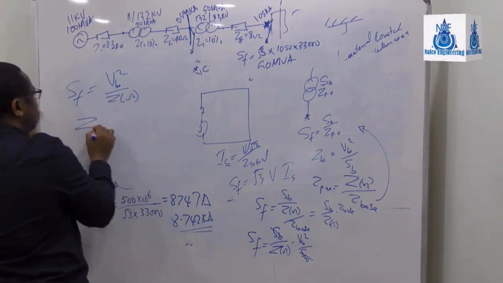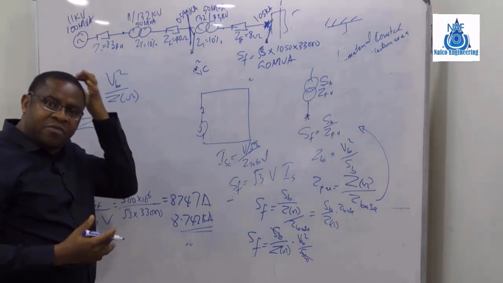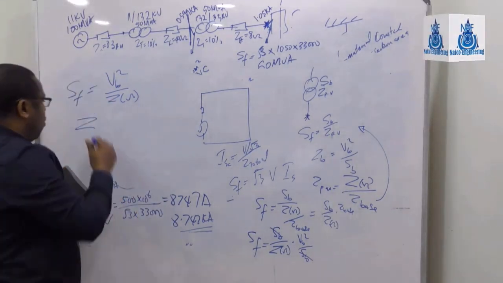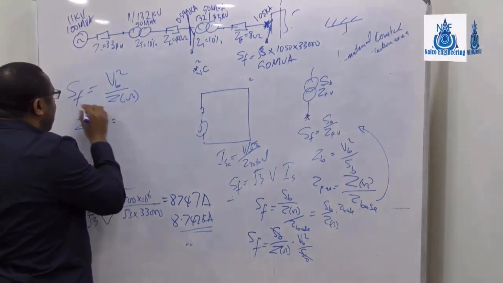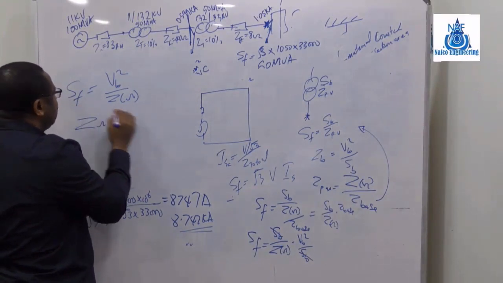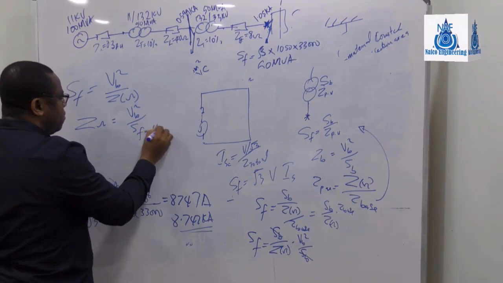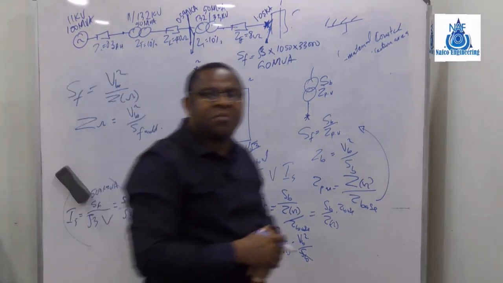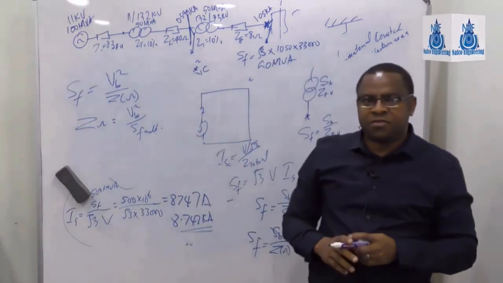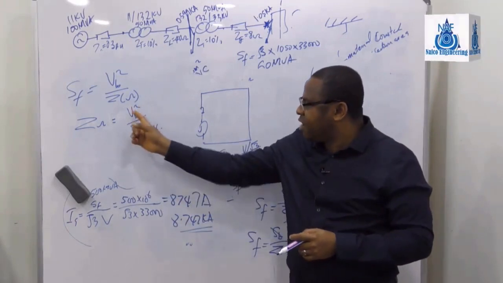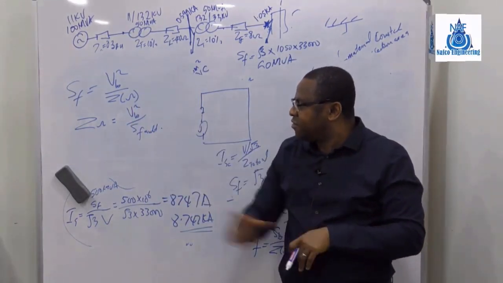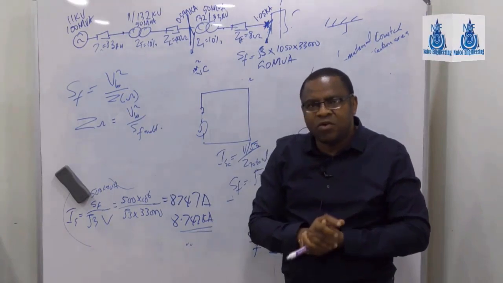So if I want to get the impedance of the transformer in ohms, if I know the fault level, I'll just take V base squared over S fault. That will give you the transformer impedance in ohms. If I get V base squared over S fault, it will give you your Z in ohms.